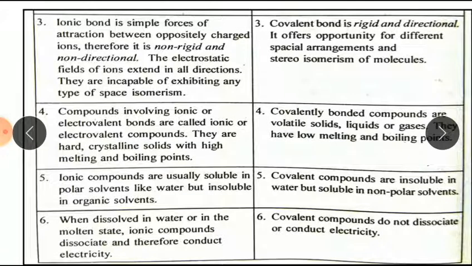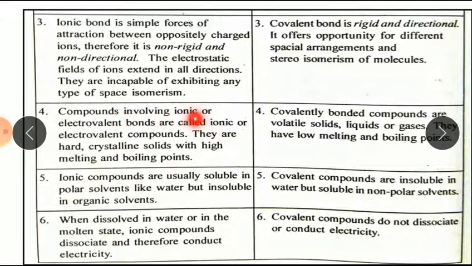Remaining difference, see third number: ionic bond is a simple force of attraction between oppositely charged ions, therefore it is non-rigid and non-directional. The electrostatic fields of ions extend in all directions. They are incapable of exhibiting any type of space isomerism. Covalent bond is rigid and directional. It offers opportunity for different spatial arrangements and stereoisomers of molecules.